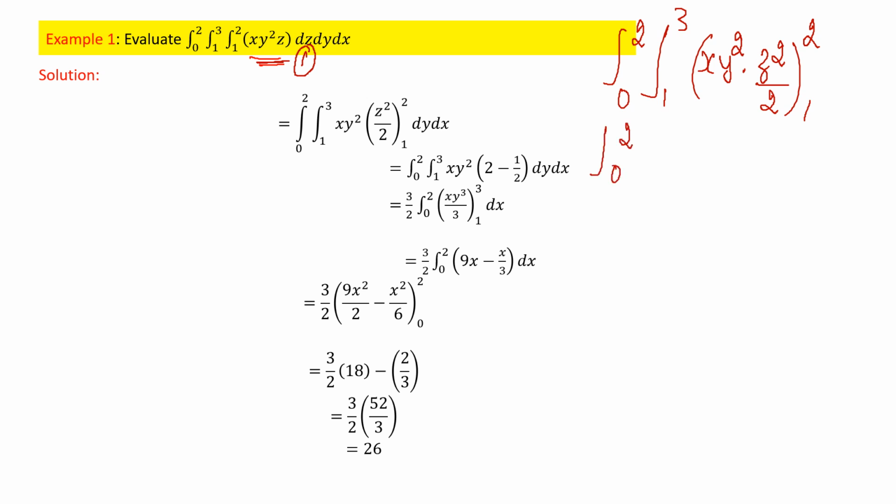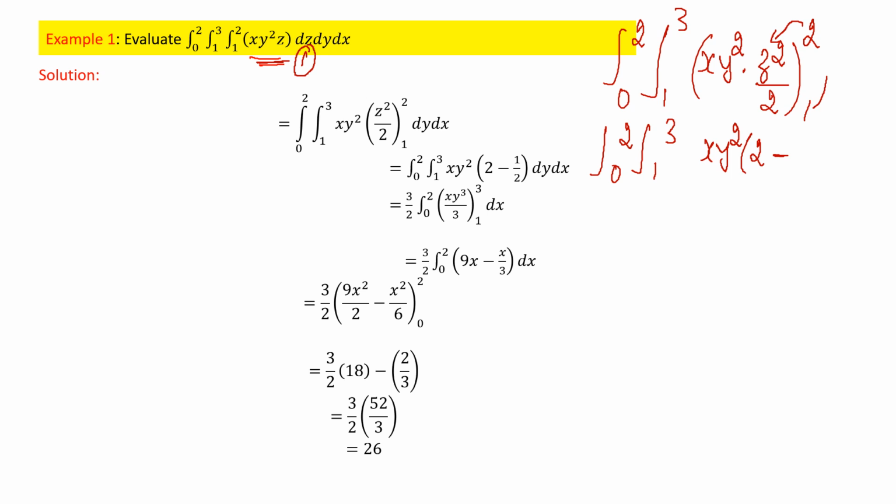Now 0 to 2, integral 1 to 3. Wherever you have z, you replace z by the upper value 2. So I keep x y power 2, and in place of z squared, I substitute the upper limit 2. 2 power 2 is 4. 4 divided by 2 will give you 2. So I have 2. Before substituting the lower limit, I put a minus sign.